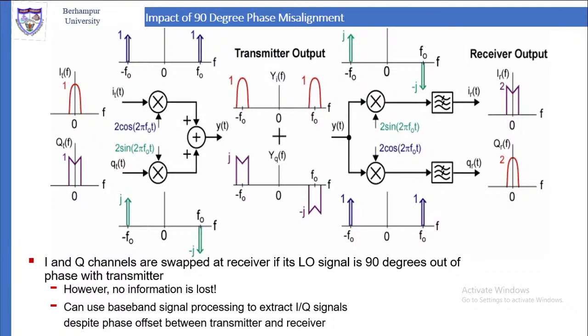So that must change. The upper one will act like the cos, the lower one will act like the sin. In that way we will get back the m hat. So I and Q channels are swapped at the receiver if the local signal is 90 degrees out of phase with the transmitter. However, we do not lose any information in this case. We can use baseband signal processing to extract the IQ signals despite the phase offset between the transmitter and receiver, because we are not losing information.